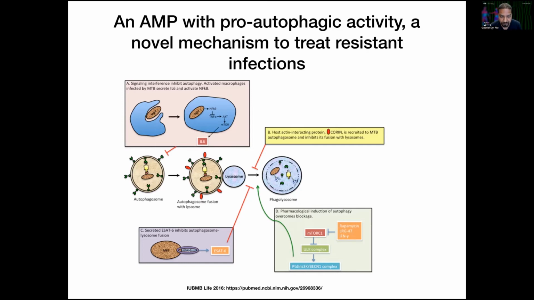But if in an infected cell like this one you induce autophagy, you can get rid of the infection. So we thought, since this peptide is able to induce autophagy and also to kill bacteria, perhaps this might be a way to get rid of Mycobacterium tuberculosis that is resistant to either antibiotics or the immune system. So we hypothesized that this peptide might be a solution for multi-drug resistant infections.